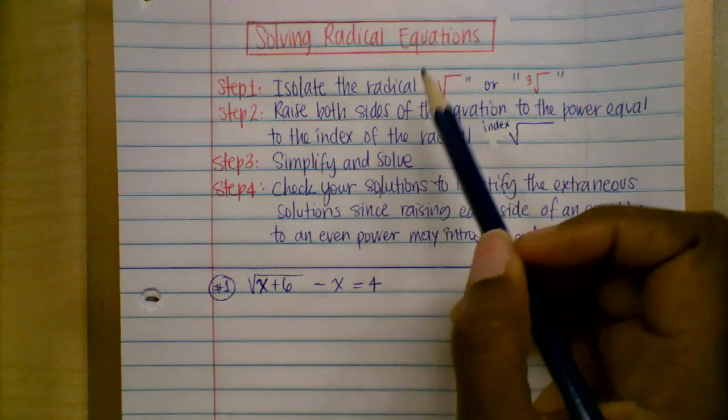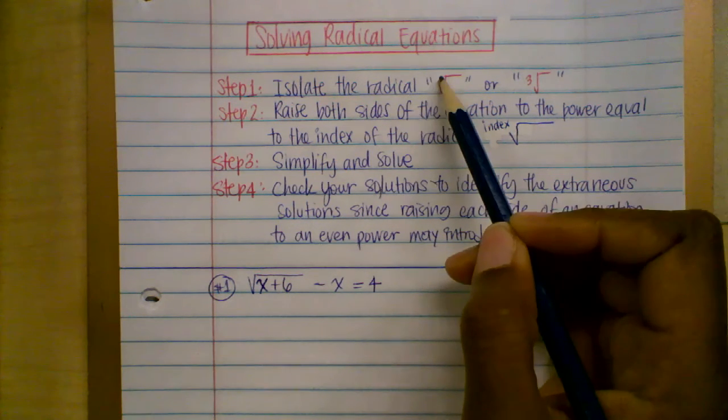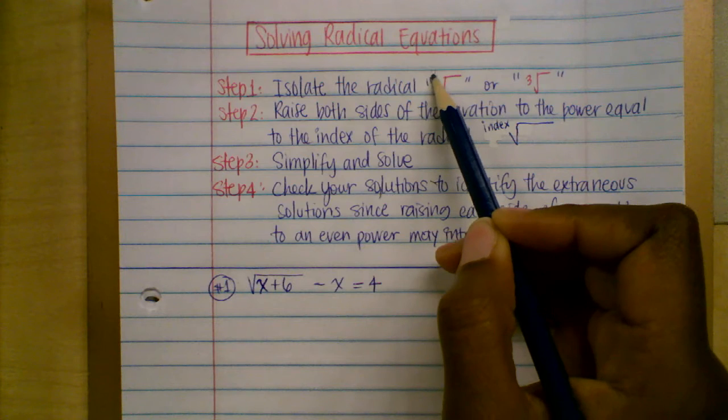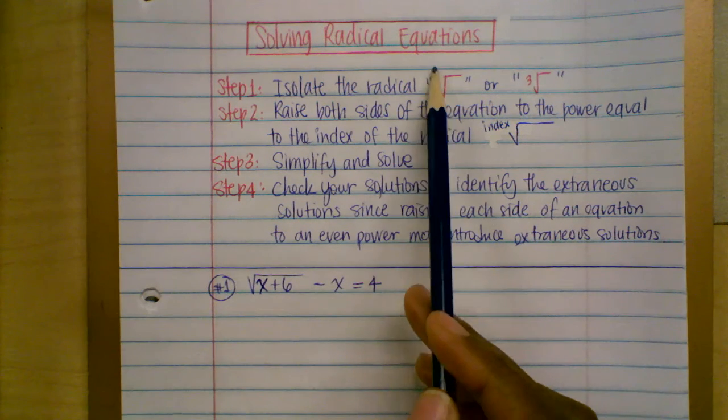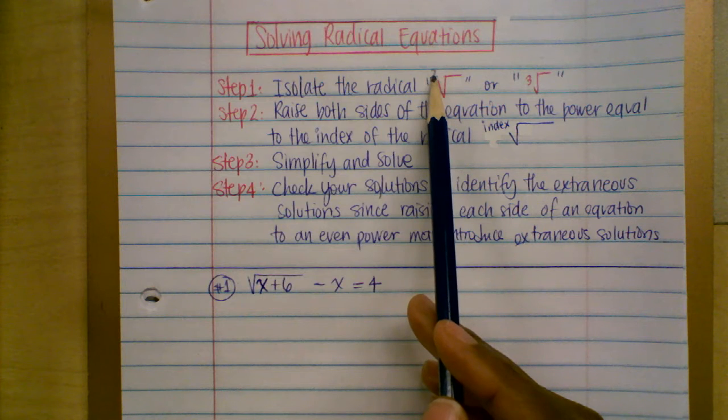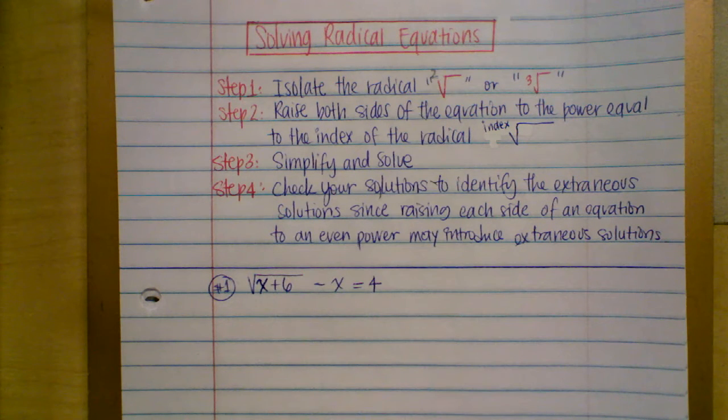And for the square root, we do have a number. There is a 2 on the top left corner. But in algebra, we don't write the 2 on the top left corner of the radical. But assume that there is always a 2 there, but you don't write it out.